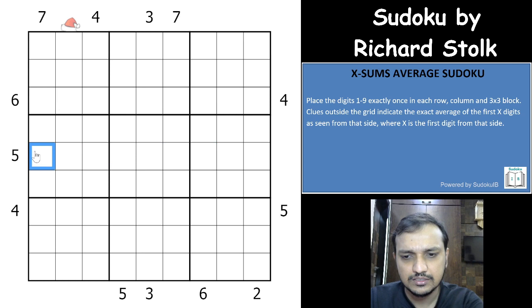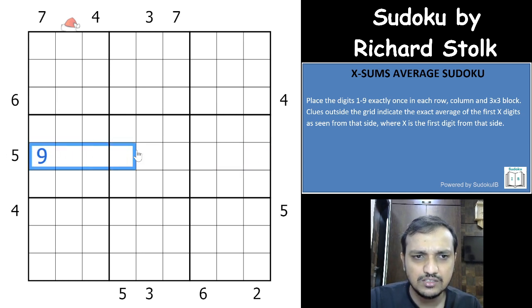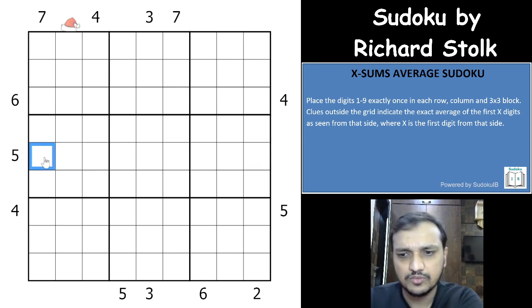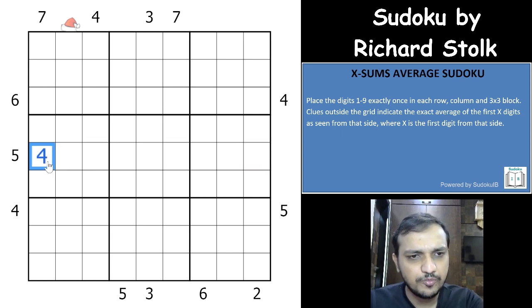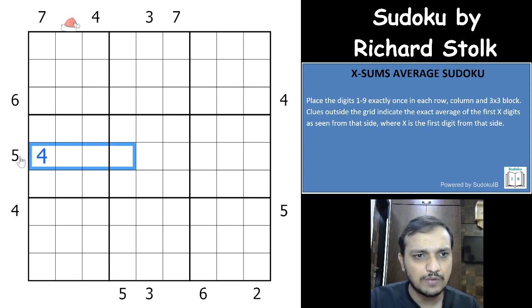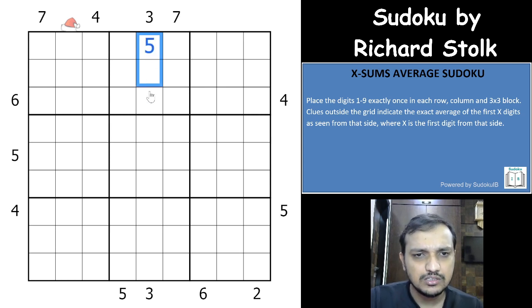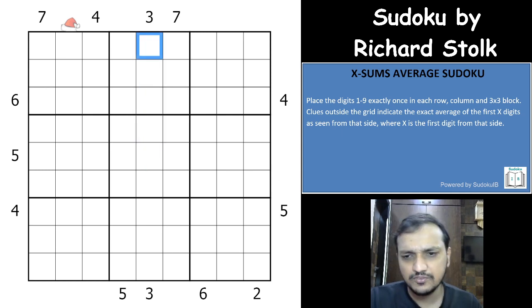If it is a 9 here, then the average of these 9 digits is 5, that is, the sum of the 9 digits is 45. If it is a 4 here, then the average of the first 4 digits would have to be 5, that is 4 times 5 or 20, so the sum of the first 4 digits would have to be 20. In the same way for the 3 here, if you have a 5 here, then the average of the first 5 digits would have to be 3. Very simple rules, but a really unique idea.